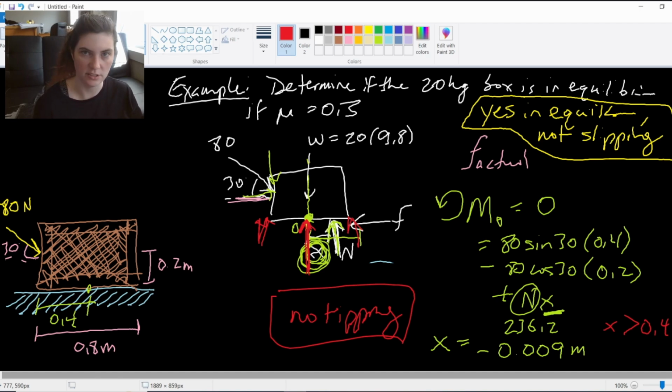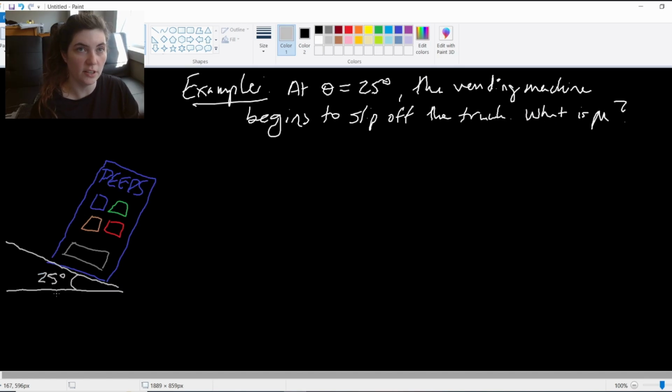Let's look at a different kind of example. In this example, I'm given a vending machine that's on the back of a dump truck, and we know from experiments and from past results in real life that we notice the vending machine begins slipping off the dump truck when the dump truck is angled at 25 degrees. So we want to know what the static coefficient of friction is between the vending machine and the bed of that truck, the floor of that truck. So we're told that the slipping begins right at that 25 degrees.